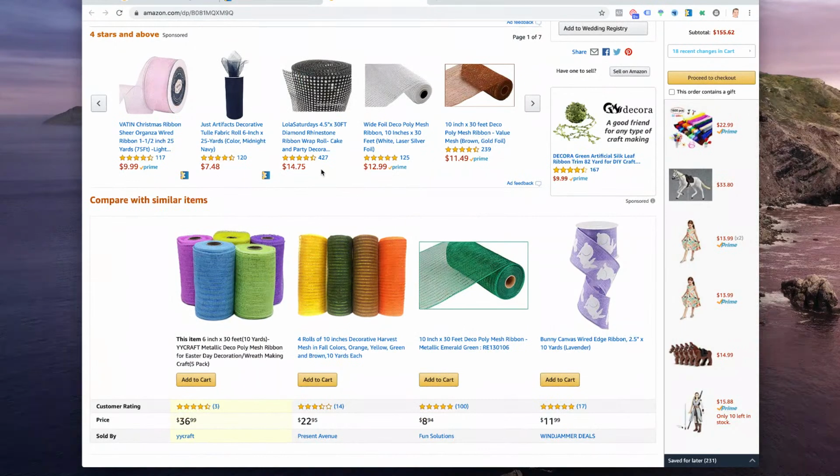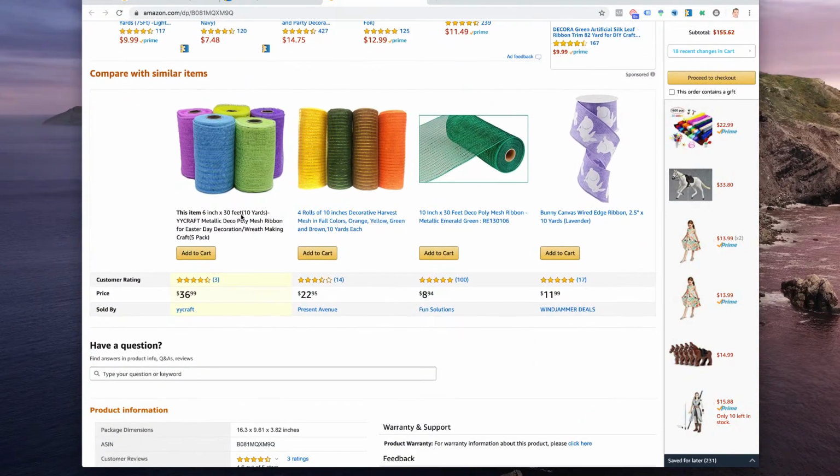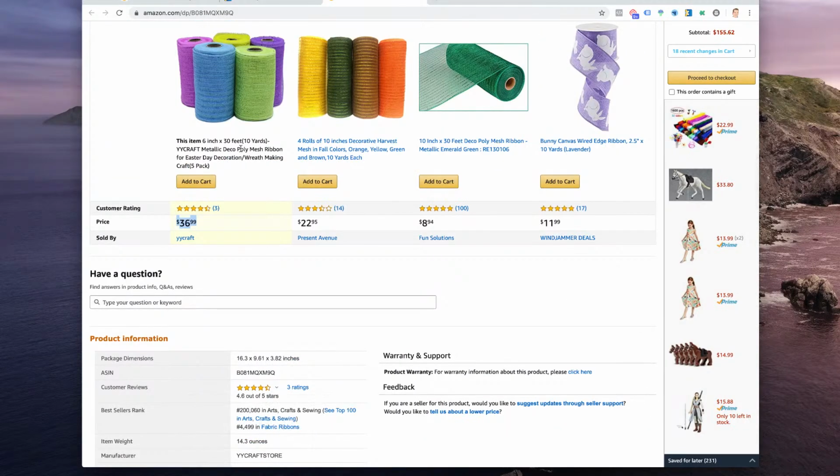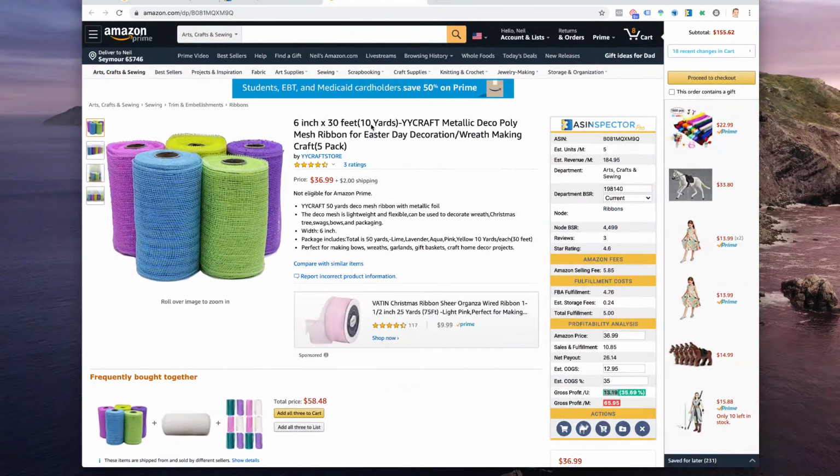We're going to be a little bit lower in the price point. I like this one because we're higher in the price point, which is interesting. So the one we're looking at is a bundle, right? 6 feet, 6 inches. Technically, we're looking at trims and embellishments and ribbons. We're within the sewing category of the Department Arts, Craft, and Sewing. We can see ourselves getting into trims and embellishments.